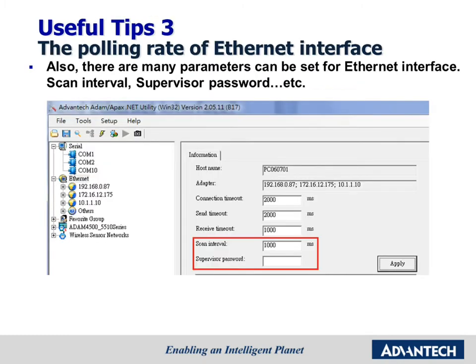The minimum scan interval is 100 milliseconds, and the supervisor password is where the user can set a default password for the module login. Connection timeout, send timeout, and receiving timeout: we usually don't need to change these parameters under normal network environments.